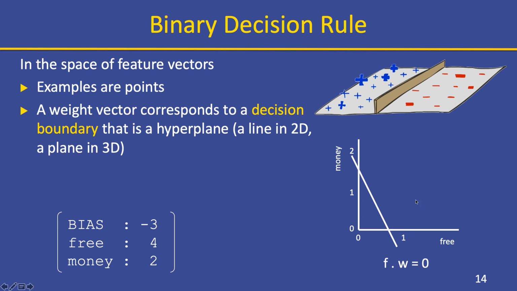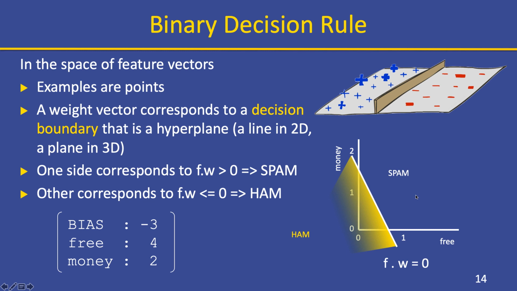So everything on this side of the line will be classified as spam. The dot product is positive on this side, and everything on this side of the line will be classified as ham. The dot product is negative on this side. So that's basically how the weight vector corresponds to the decision boundary between the two classes.